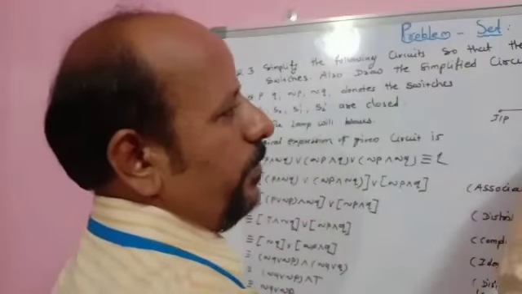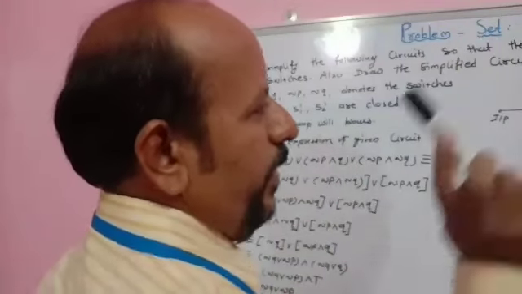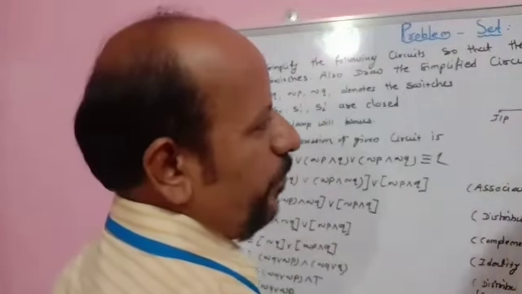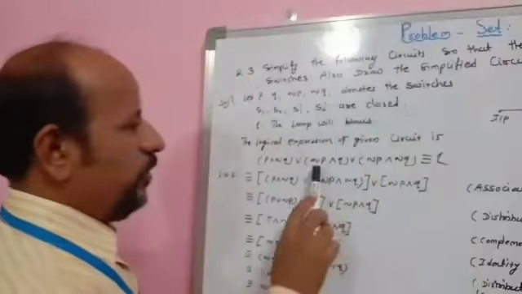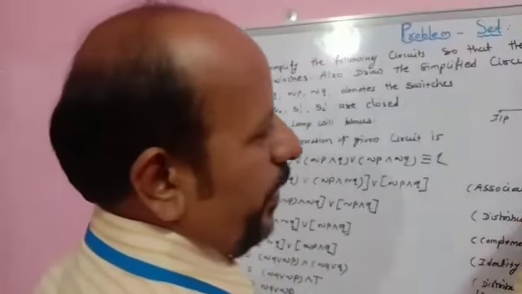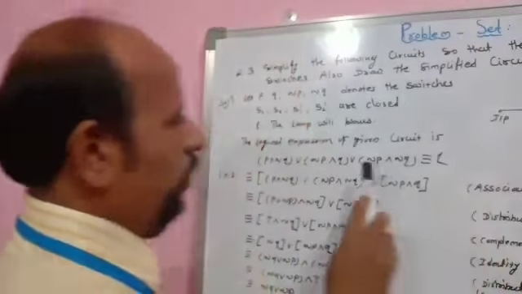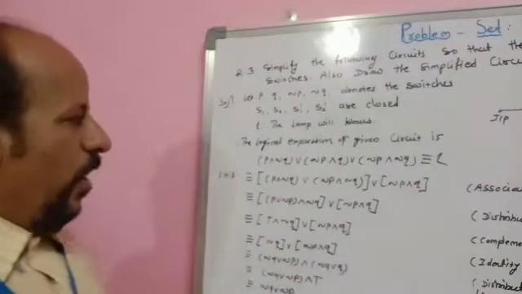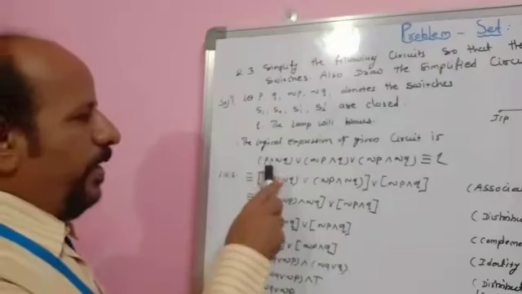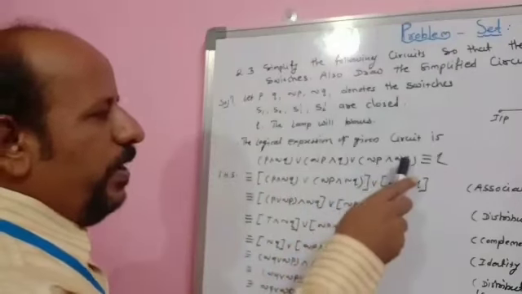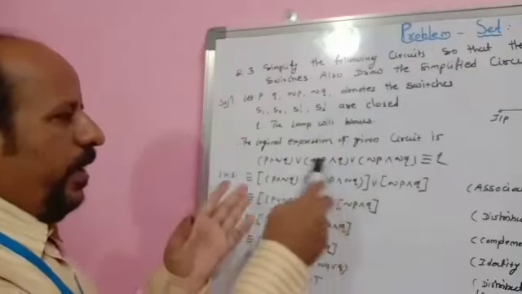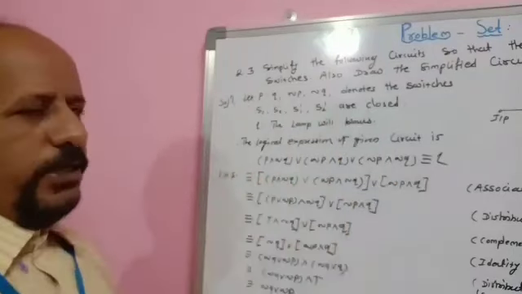The logical expression is: P and negation Q, or negation P and Q, or negation P and negation Q, is logically equivalent to L. Now we write P and negation Q and negation P and negation Q, that first and third in one bracket and second in the next bracket.